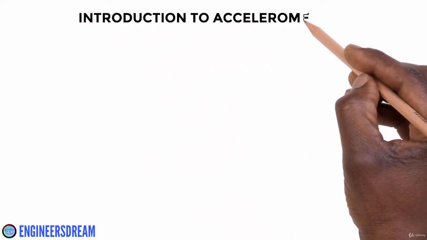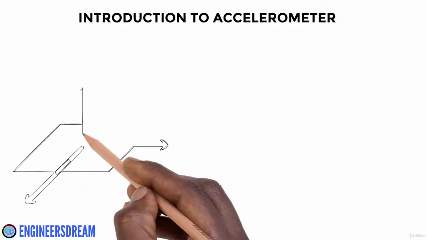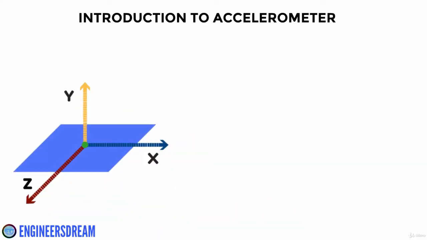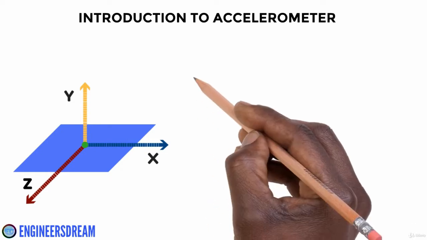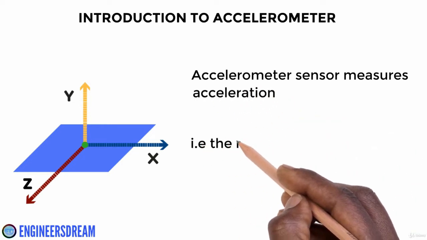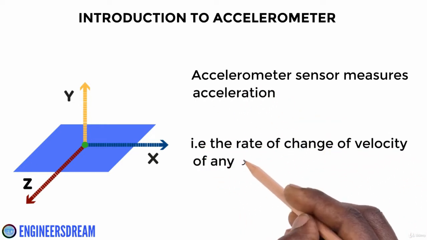In this section, I'll show you how to control the robot using the smartphone's accelerometer. But before we control the robot using the accelerometer, let us first understand the basics of accelerometer. An accelerometer sensor is a device that measures acceleration, that is, the rate of change of velocity of any object.